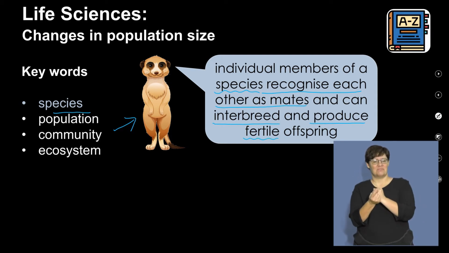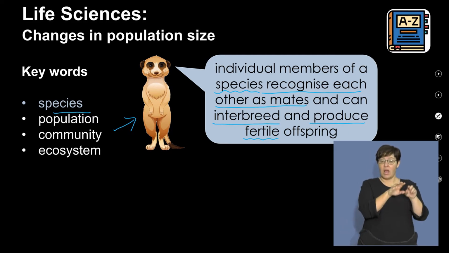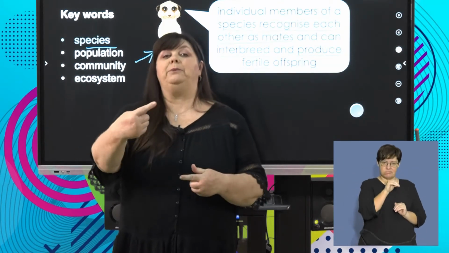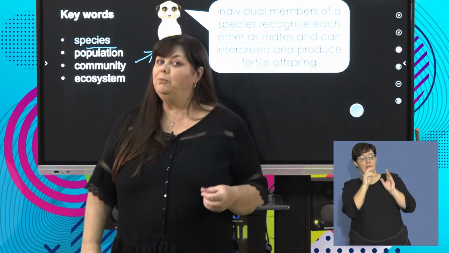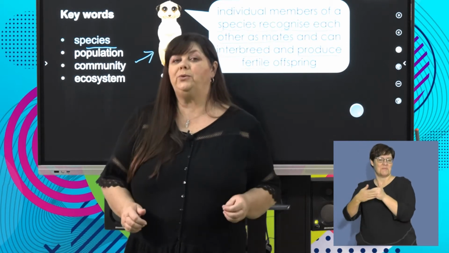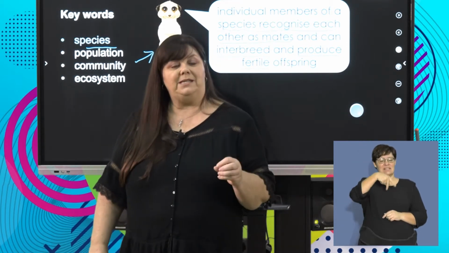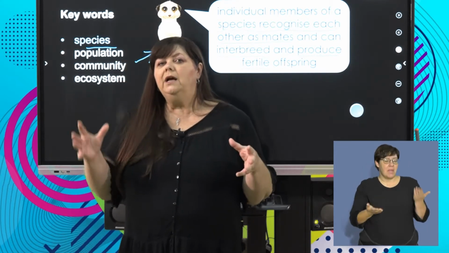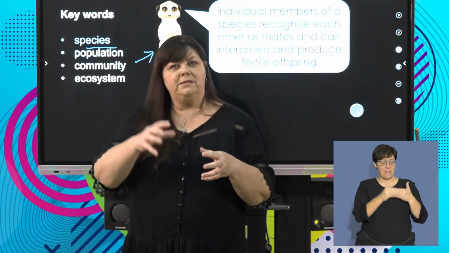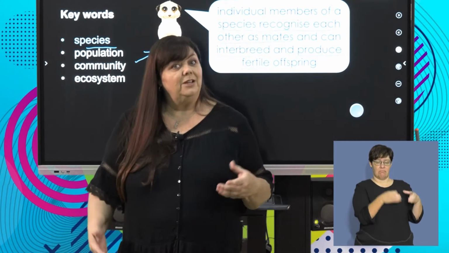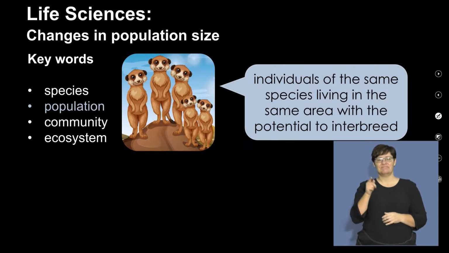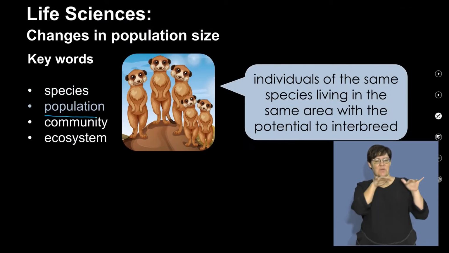That's very important to our definition. They mustn't only be able to produce offspring, but those offspring themselves must be able to go on to produce more offspring. So that's what we mean by a species. But what happens if we start putting lots of members of the same species together? Well, simple. That is called a population.